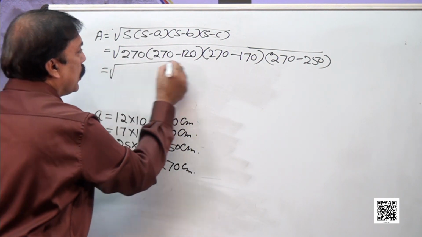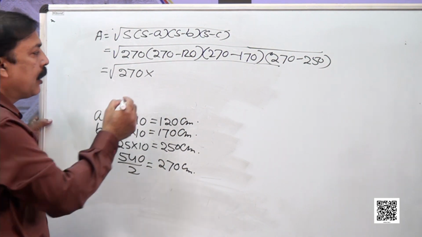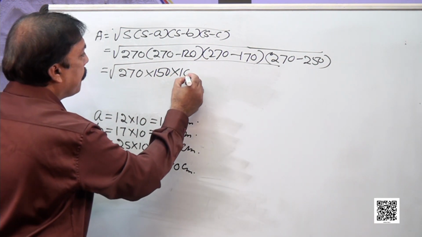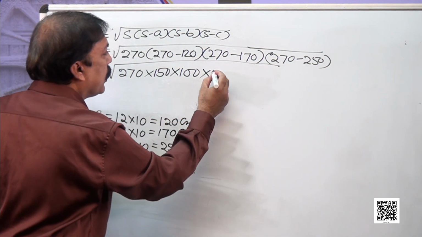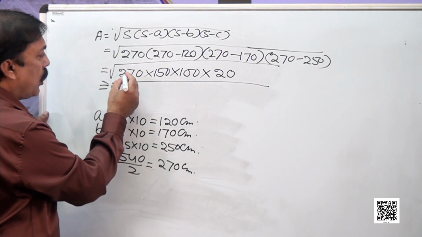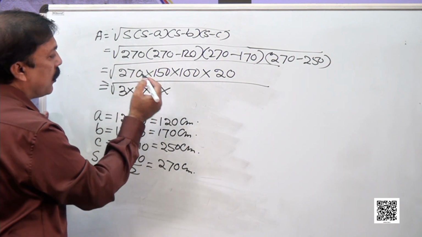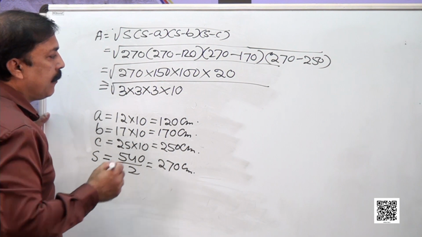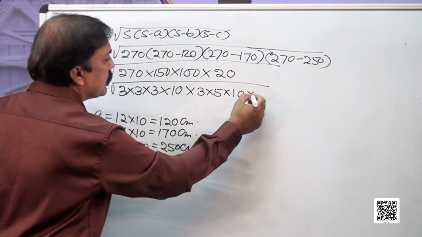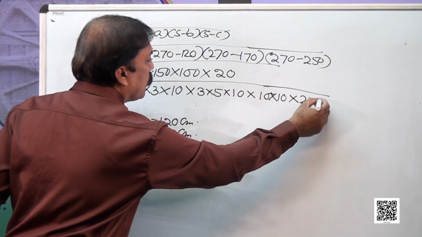This gives 270 into, 270 minus 120 gives 150, 270 minus 170 gives 100 and 270 minus 250 gives 20. So, if we rearrange this, we have 27, that is 3 into 3 into 3, and for 150, 3 into 5 into 10, 100 is again 10 into 10, and in place of 20 we can write 2 into 10.